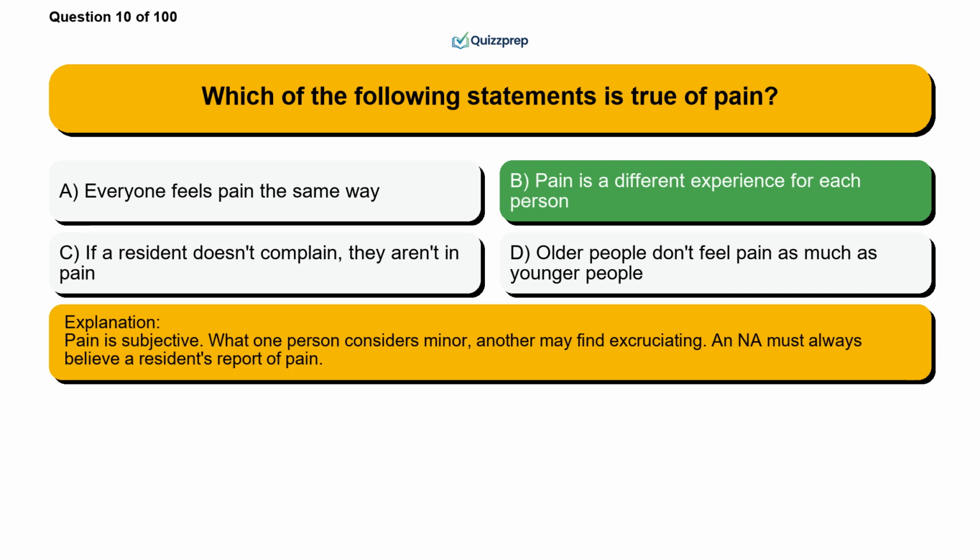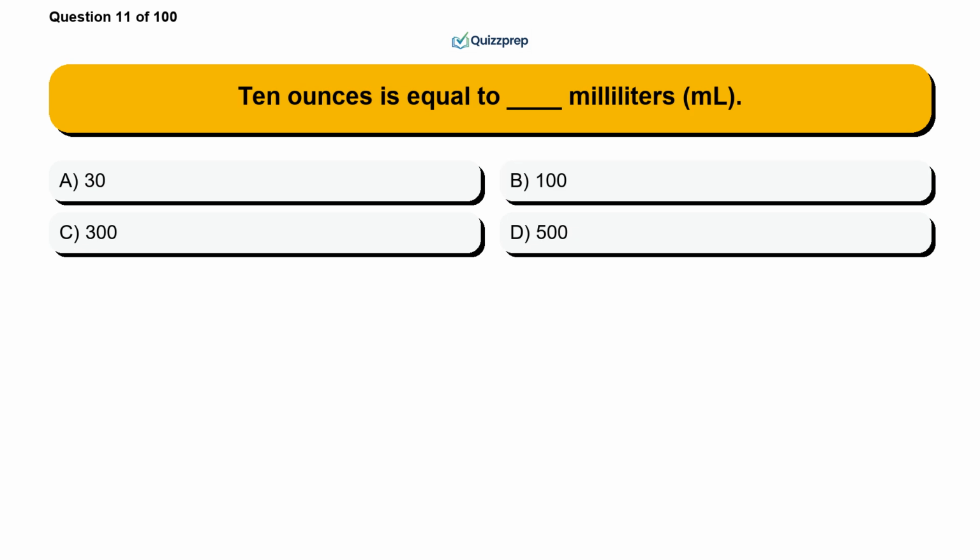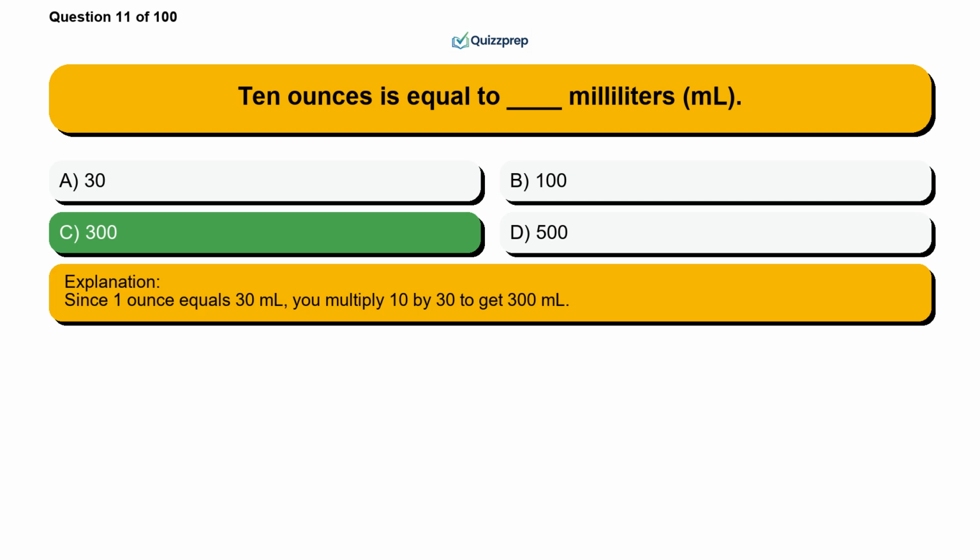Pain is subjective. What one person considers minor, another may find excruciating, and NAs must always believe a resident's report of pain. Question 11. 10 ounces is equal to blank milliliters, ml. Option A, 30. Option B, 100. Option C, 300. Option D, 500. The correct answer is option C, 300. Since 1 ounce equals 30 ml, you multiply 10 by 30 to get 300 ml.